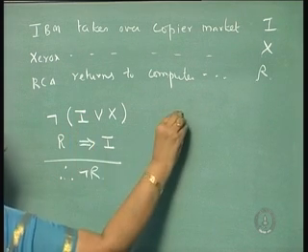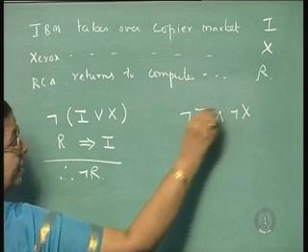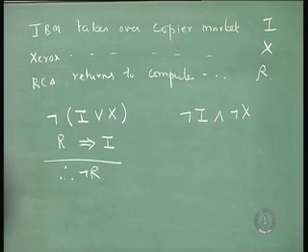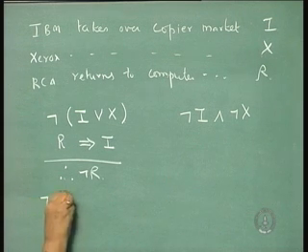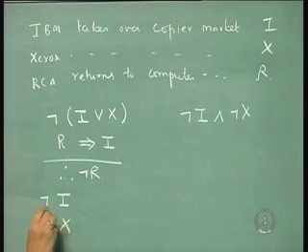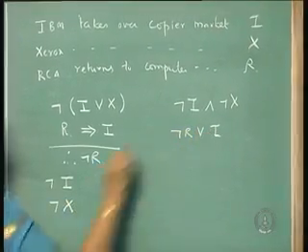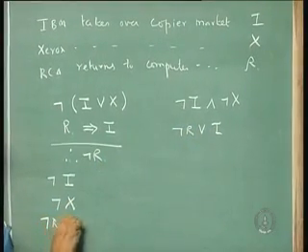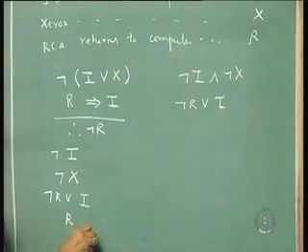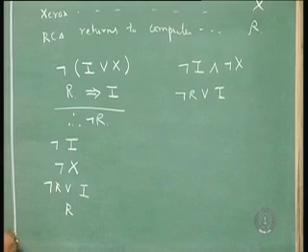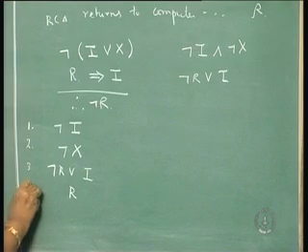The first one using De Morgan's laws can be written as not I and not X. This is not a clause because it is a conjunction. So, as clauses you have to write it as not I, not X, separate them and write it. The second you can write as not R or I, and you have to take the negation of the conclusion. So, that is R, and from this you must be able to derive the empty clause. So, consider this as 1, 2, 3, 4.